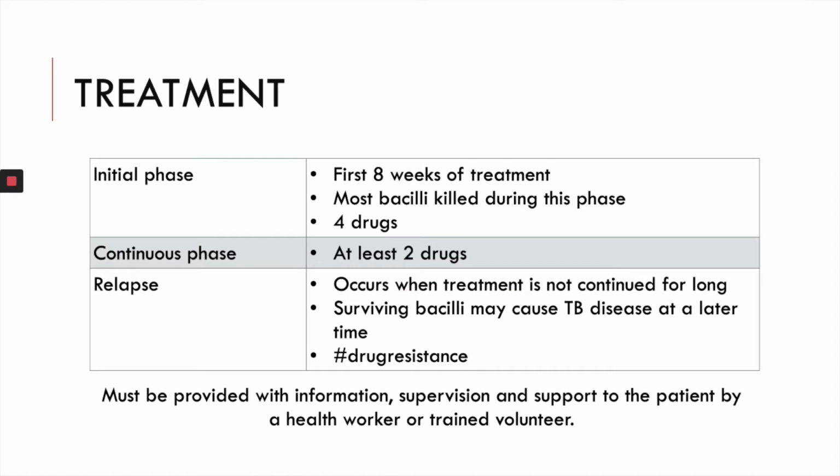Treatment. The World Health Organization says that TB is treatable, but there are different courses that a person has to undergo in order to ensure that they will be tuberculosis free. So we have the initial phase, which is the first 8 weeks of treatment. It uses 4 drugs that kill most of the bacteria found in the lungs.